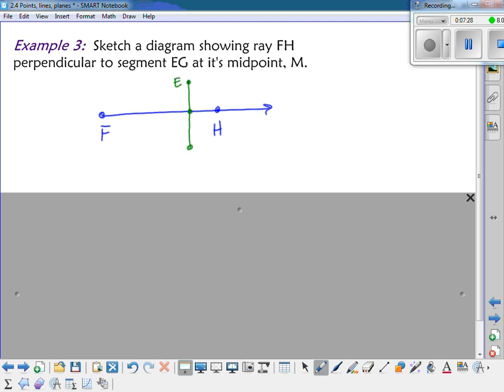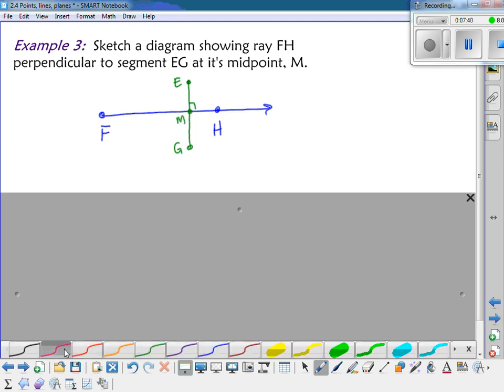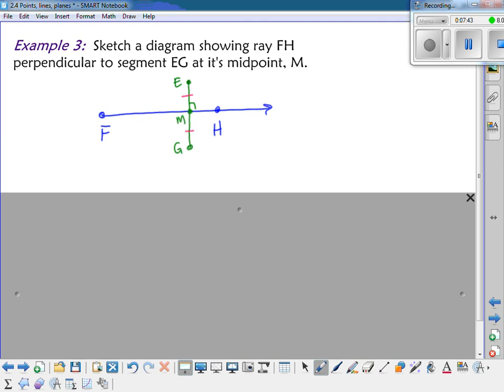So here is segment EG. It's perpendicular, and at its midpoint, point M. So I put point M here, and then I need to mark that EM and MG are congruent to each other. Okay, ray FH does not have a midpoint because it's infinite. So rays and lines cannot have midpoints. Only segments can have midpoints. So there's my diagram showing ray FH perpendicular to segment EG at its midpoint M.